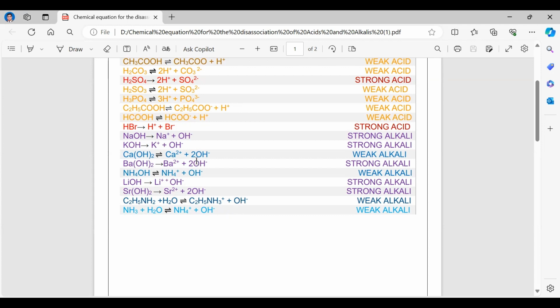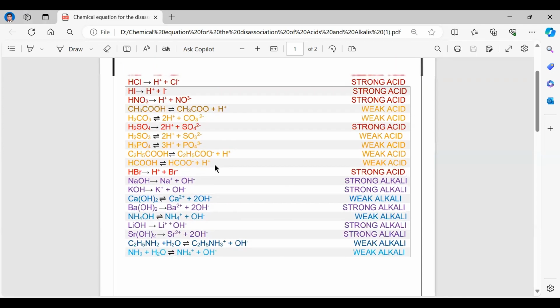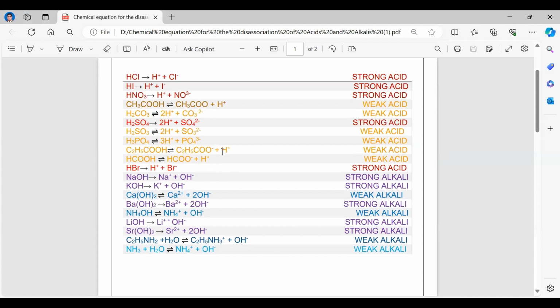So all of these alkalis, whether they are strong or weak, are giving OH minus ions in their aqueous solution, whereas all acids, whether they are strong or weak, are giving H plus ions. So these are a few examples of strong acids and strong alkalis, along with some weak acids and weak alkalis, which are very common in the IGCSE, GCE, and A-level syllabus. So you should know how to write the dissociation or ionization equation for the acids.